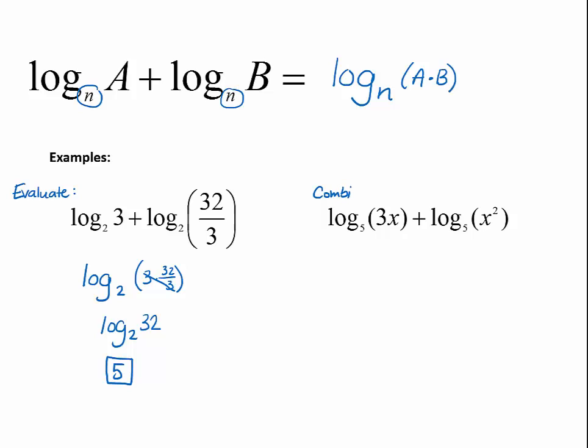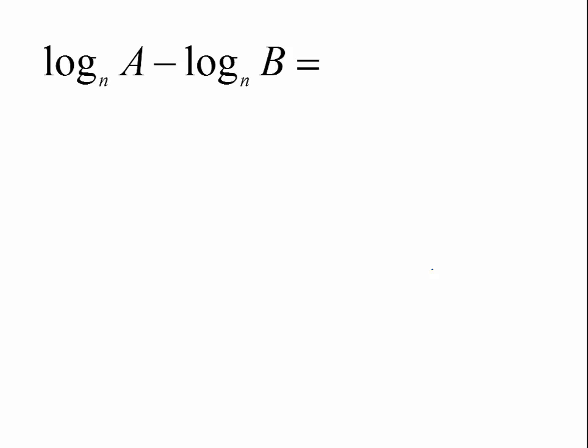This example over here, I just want to combine these two logs. I can't actually give this a value since the arguments have variables. So our log property says that when we are adding logs, we can do so if they have a common base. So we'll keep that as log base 5. But we're going to multiply the arguments. So in this case, we would get 3x cubed. And there's nothing else we could do with that. Moving on to our next property.